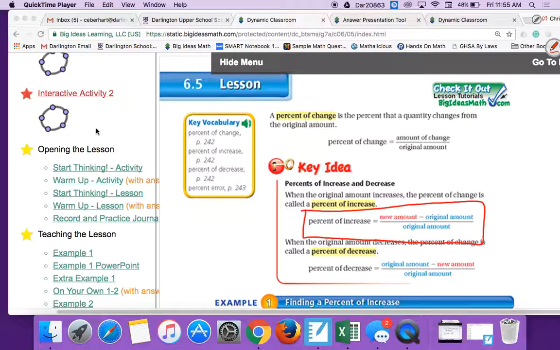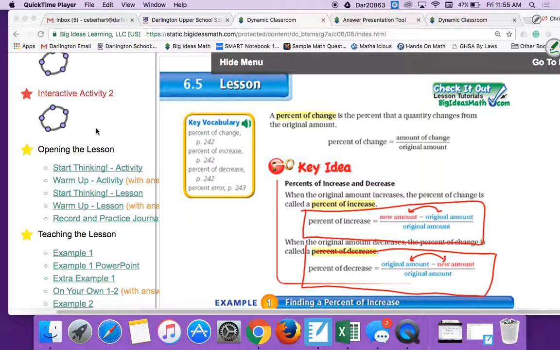So see the one I just outlined there, percent increase: your new amount minus your original amount, all divided by original. Well, that's for the increase part. Notice the decrease is down here. Notice the only thing different is they switch the order of the original and the new amount right here. That's the only difference. Well, I like to do a different formula so you don't have to actually memorize two.